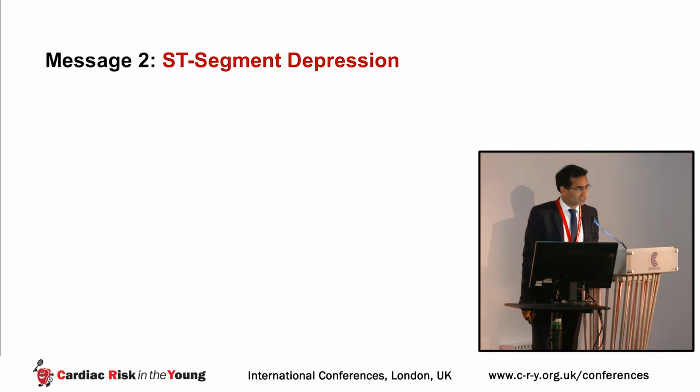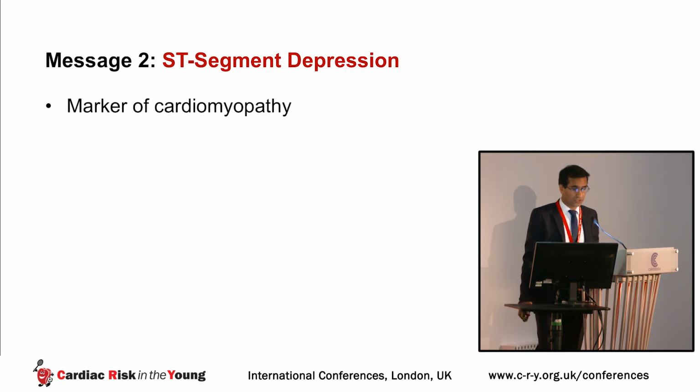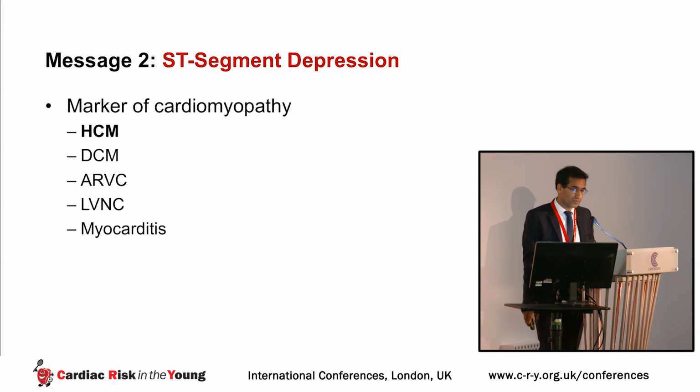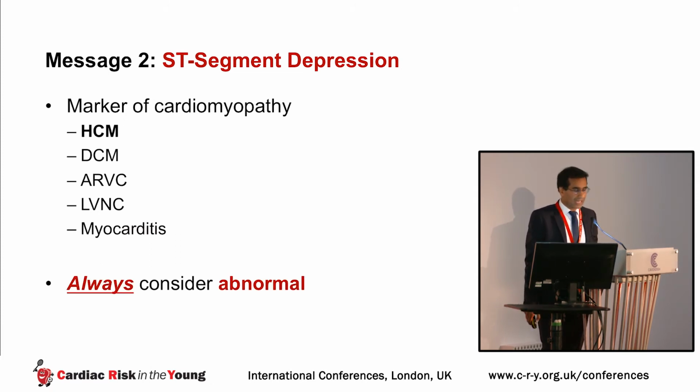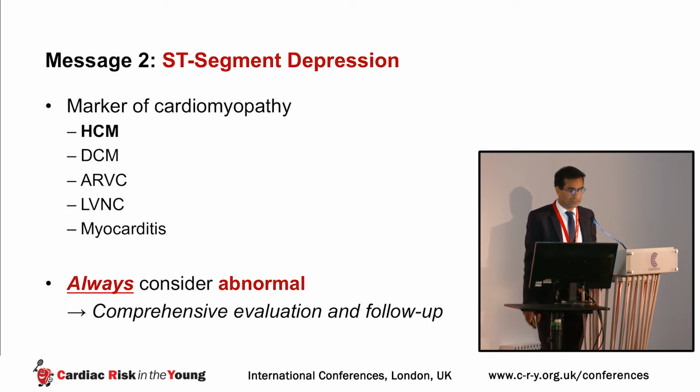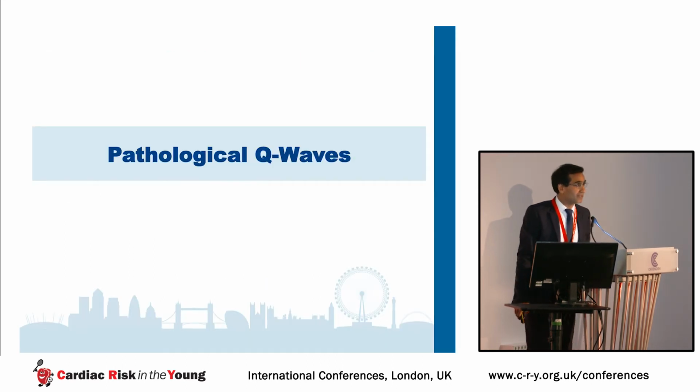So my second message is about ST segment depression. This is a marker of cardiomyopathy, usually hypertrophic cardiomyopathy, but it can be found in other heart muscle disorders, and it should always be considered abnormal in an athlete and prompt comprehensive evaluation and follow-up. Moving on, pathological Q-waves.